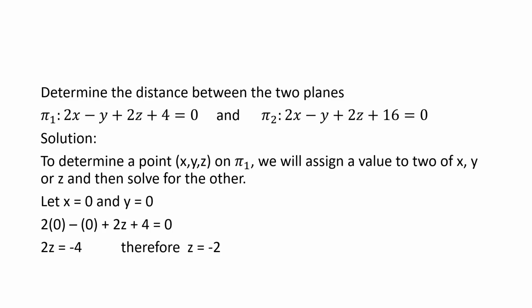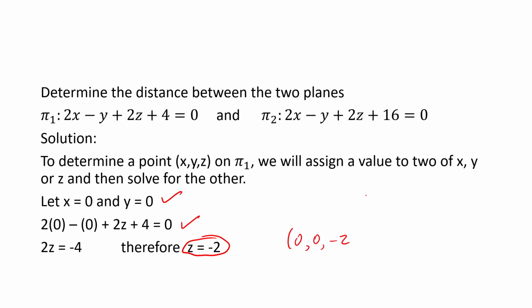I often like to let x equals 0 and y equals 0, and then just solve for z. So if I let x equals 0 and y equals 0, then what I end up with is 2 times 0 minus 0 plus 2z plus 4 equals 0, which ultimately means that z is equal to -2. What that means is that I've got the point (0, 0, -2) on the plane.